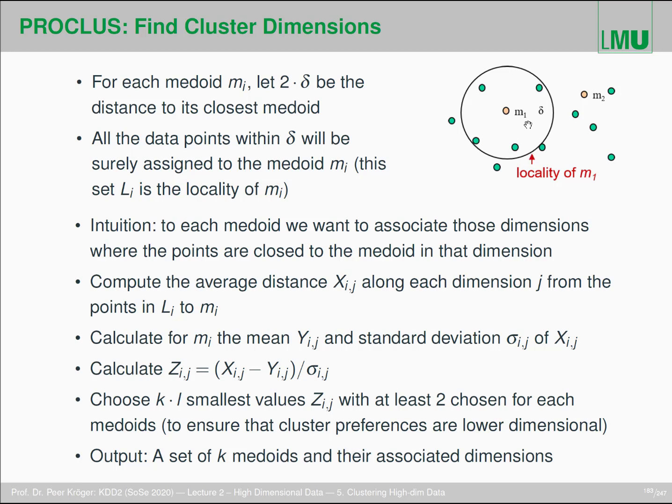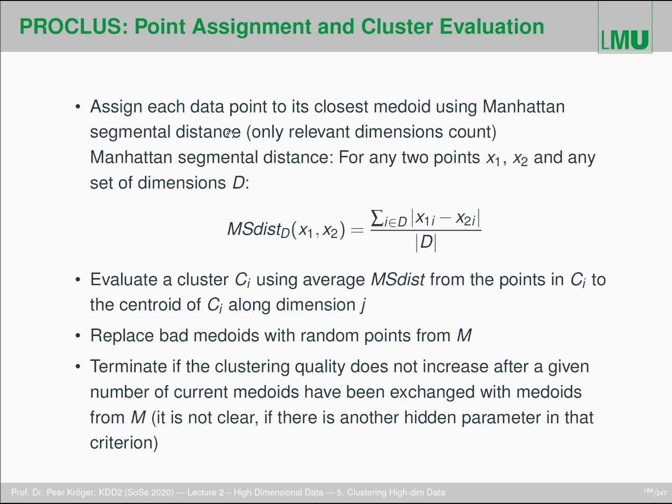And that is actually computed for the locality. So once again, you compute the locality, and from the points in the locality, you take those original features. We are in the axis-parallel setting. You take those features where the locality has a small variance, so you take the k times L features with the smallest variance. That's the idea. Then the assignment, as I told you before, the authors propose to use only those features that are relevant to each cluster.